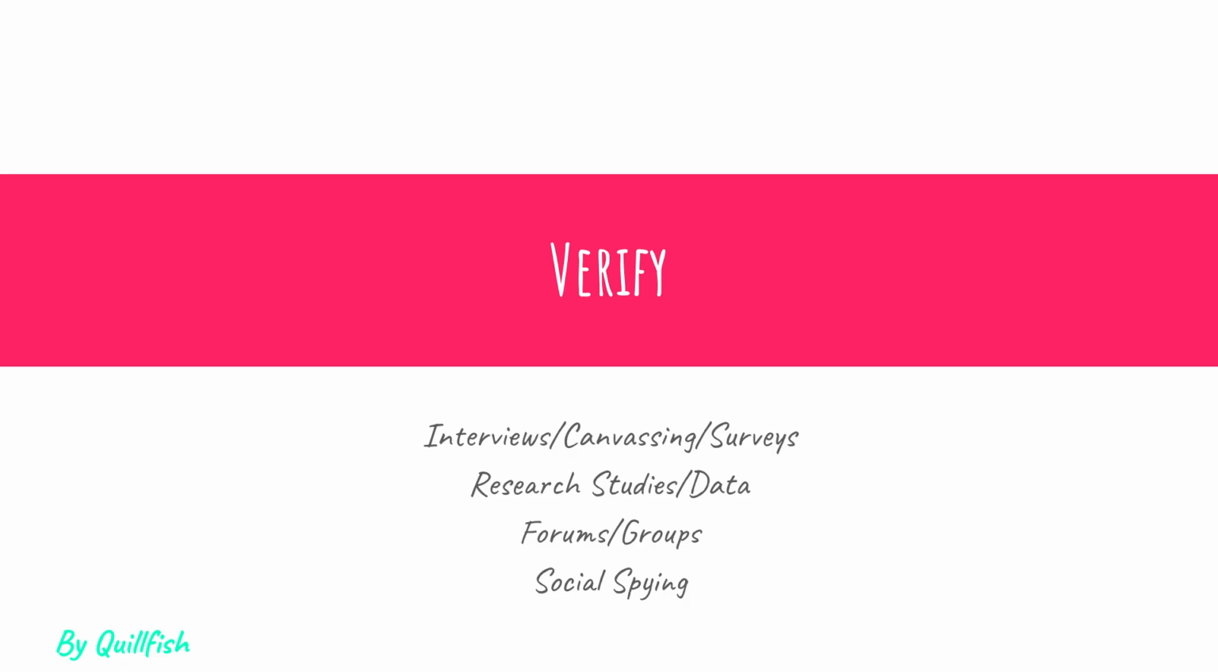This last section is called Verify. Up until this point, you've done a lot of legwork in order to figure out the 4 W's, the why the person is making a decision, and really dig down and identify the person's identifications and values and beliefs. And then you've sorted them into demographics and psychographics.